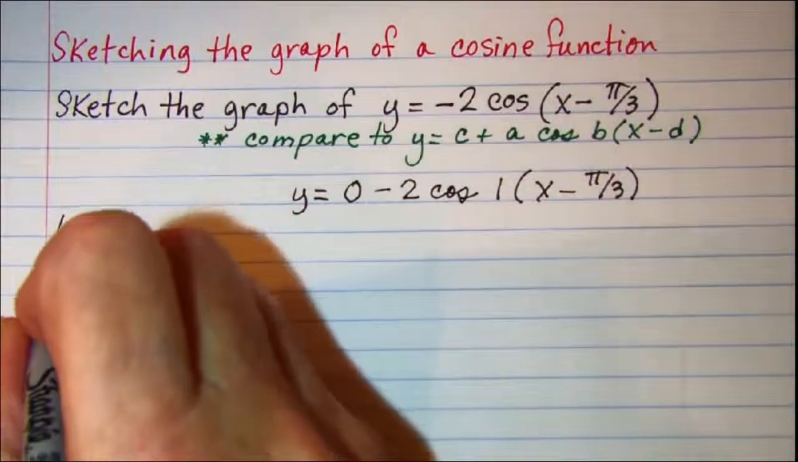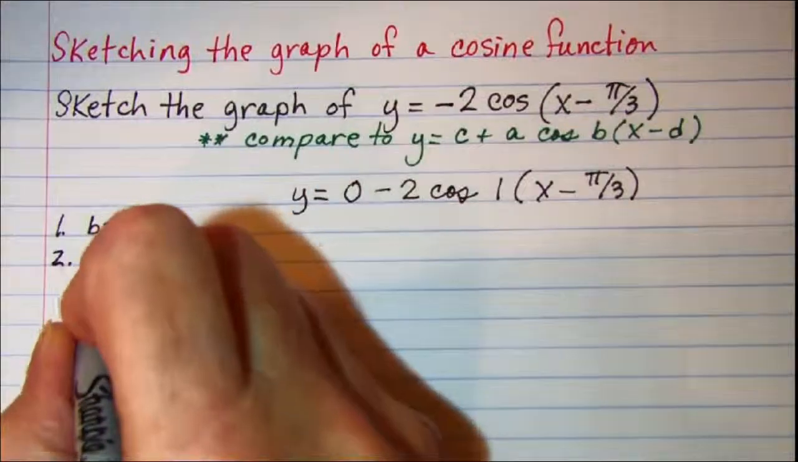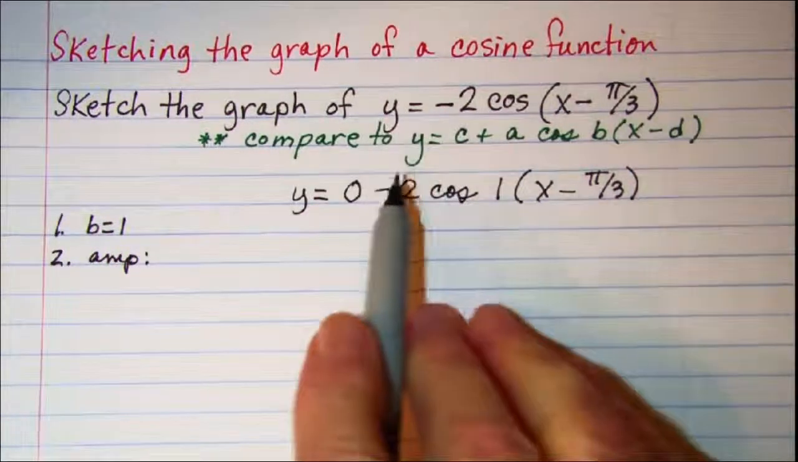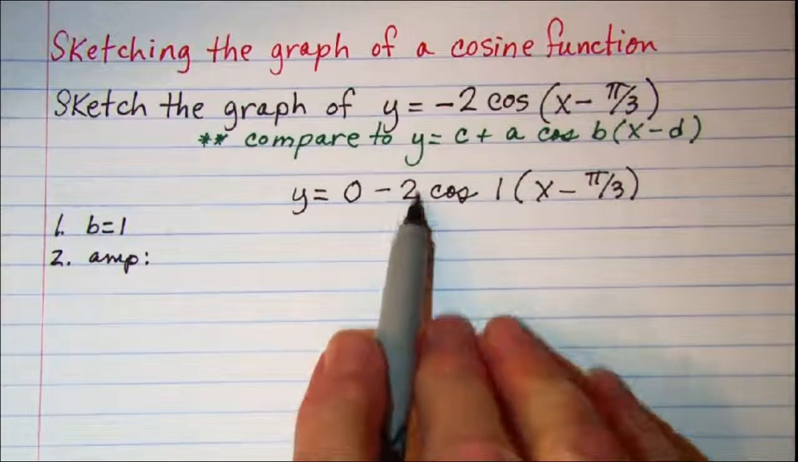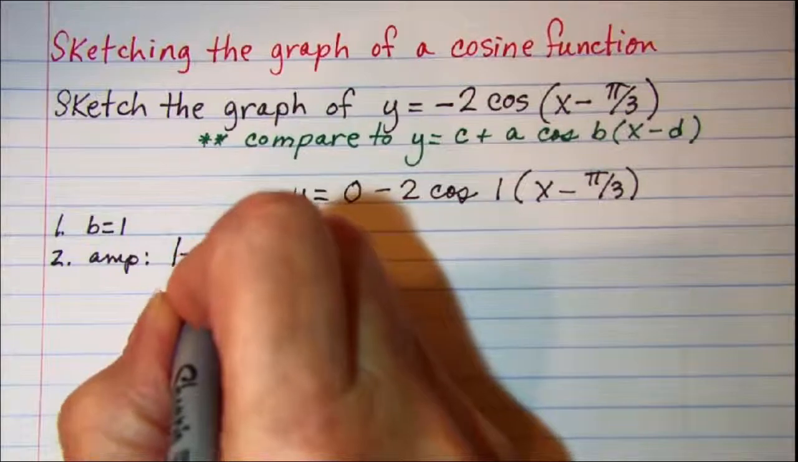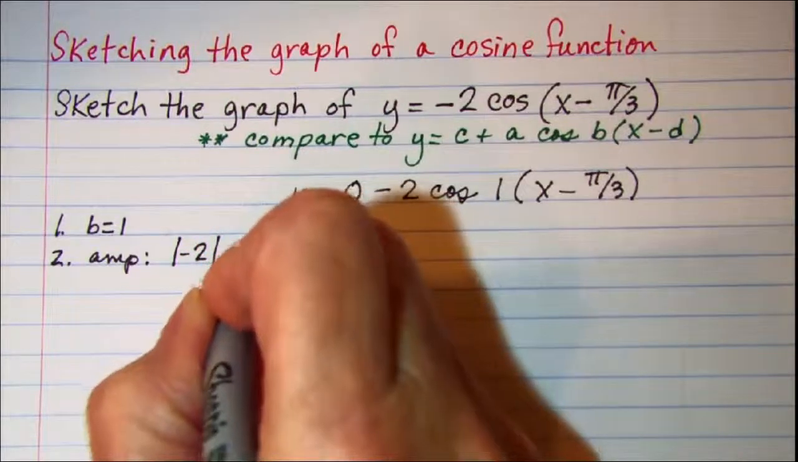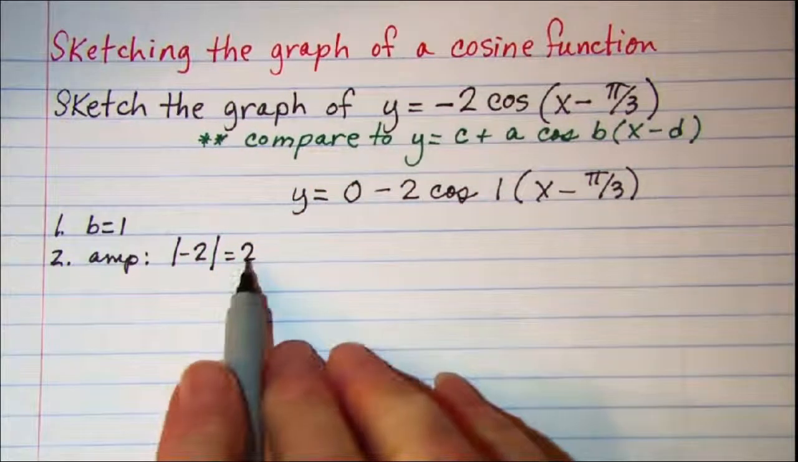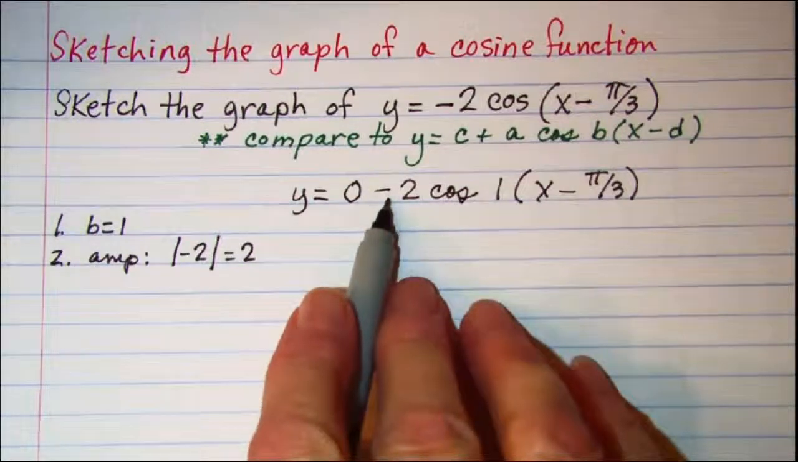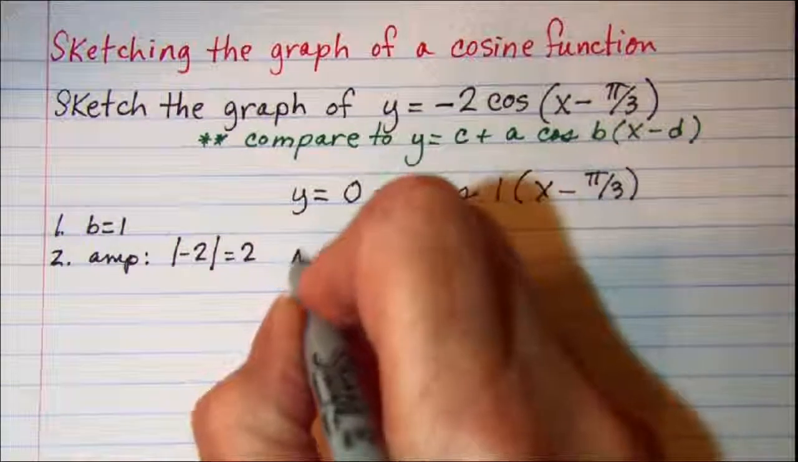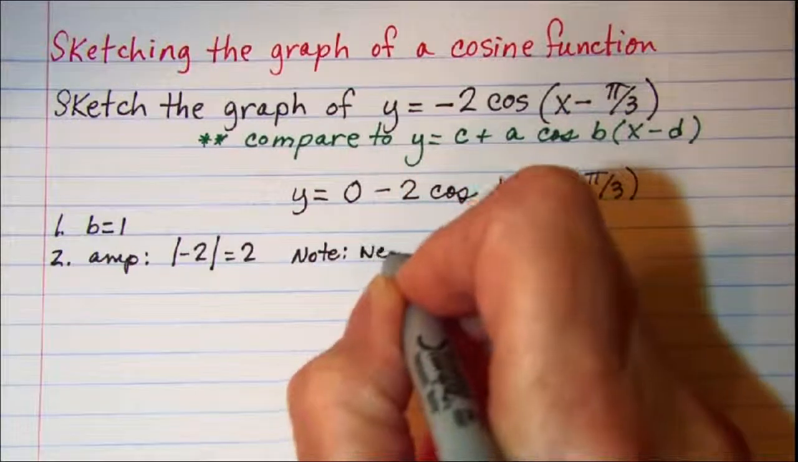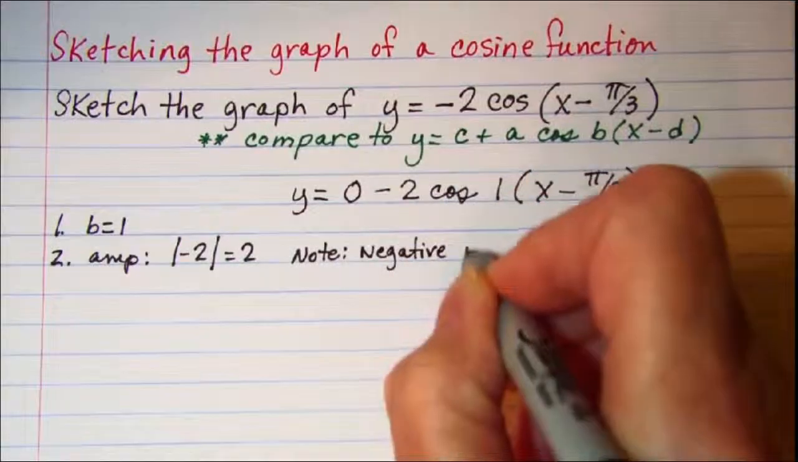On step 2, we're asked to find the amplitude. Now the amplitude is the absolute value of the coefficient of our cosine function. So the absolute value of -2 is 2. So our amplitude is 2. But we need to notice that this is a negative cosine curve. So we'll note that it's a negative cosine curve.